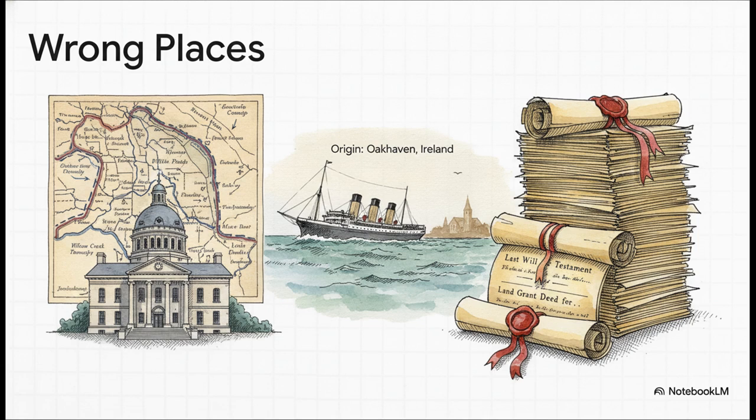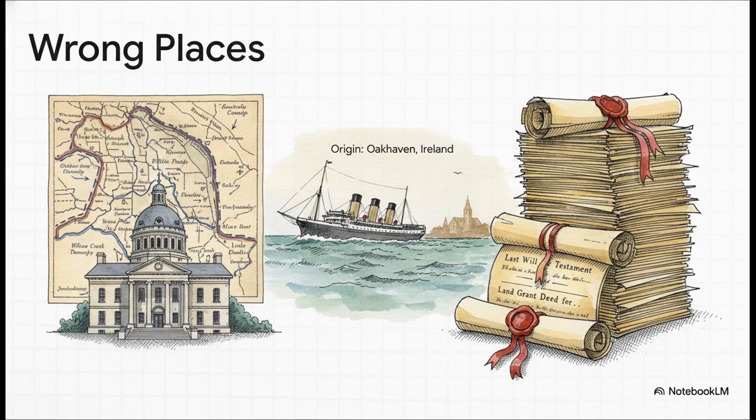Another big part of the evidence illusion is simply looking in the wrong places. First, failing to exhaust local jurisdictions. Searching only the current county is a rookie mistake because historical boundary lines shifted all the time. Second, misidentifying immigrant origins. We can't just assume our ancestor came from a major European city just because it was listed as their port of departure.